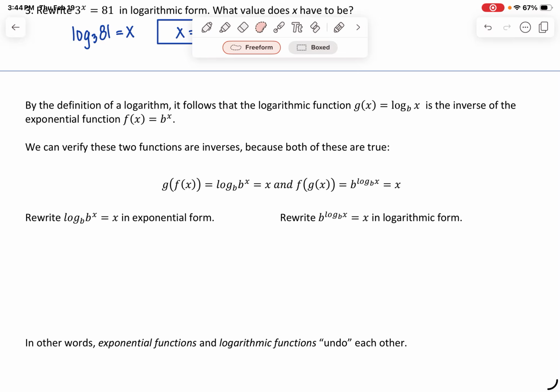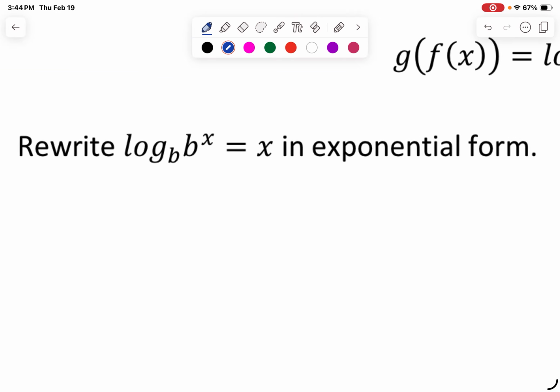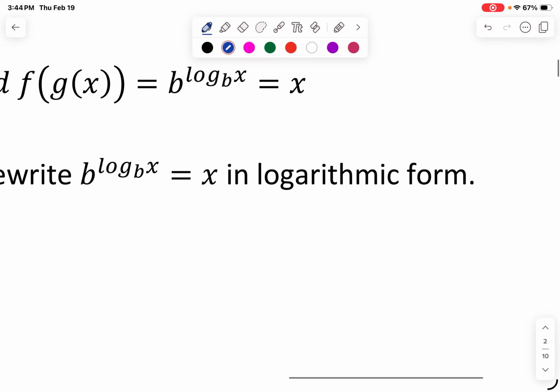So, just to show you that it's true, rewrite this in exponential form. Notice it's log form, so we're going to write it in exponential form. Take your base, bring it to your exponent, which is what your log is equal to, and set that equal to your argument. True, so we just verified that.